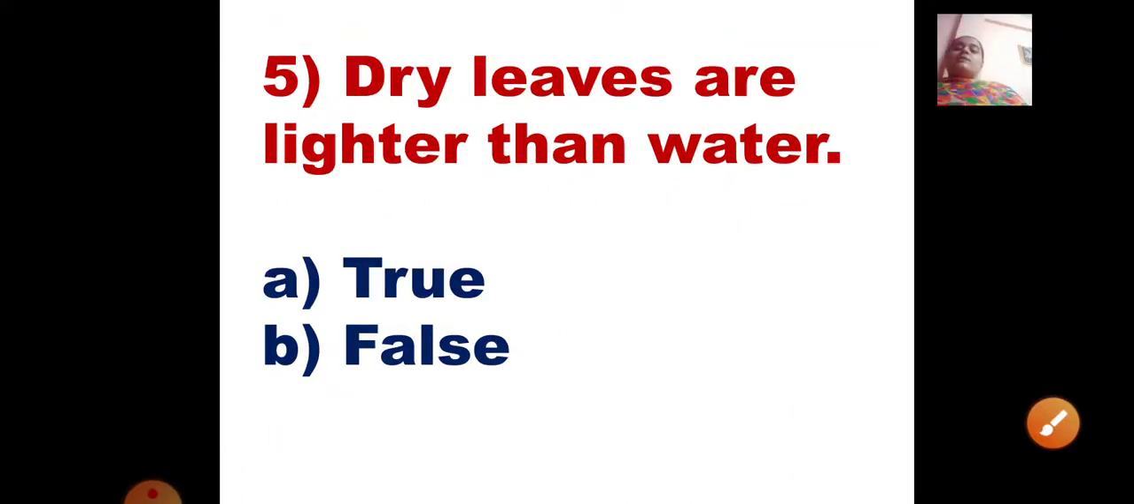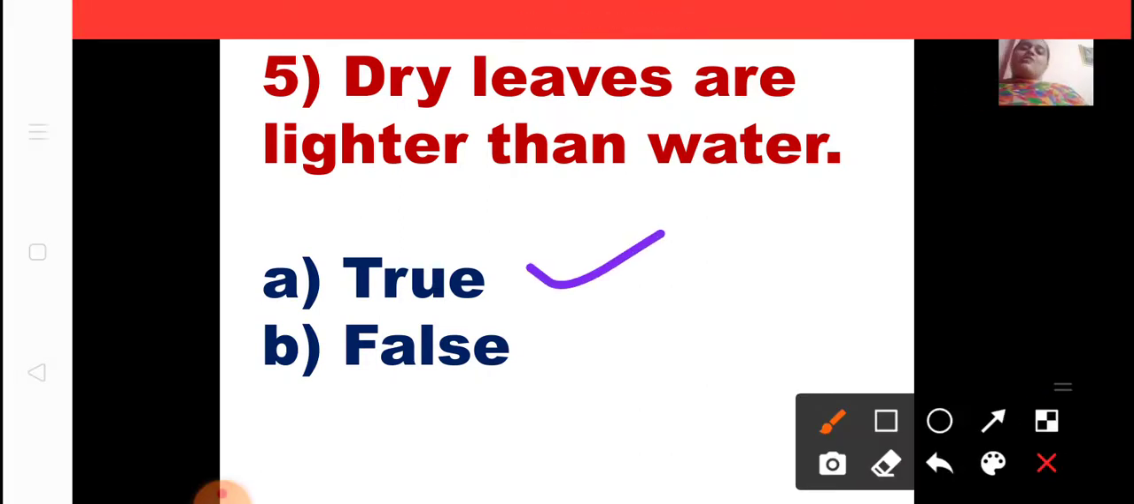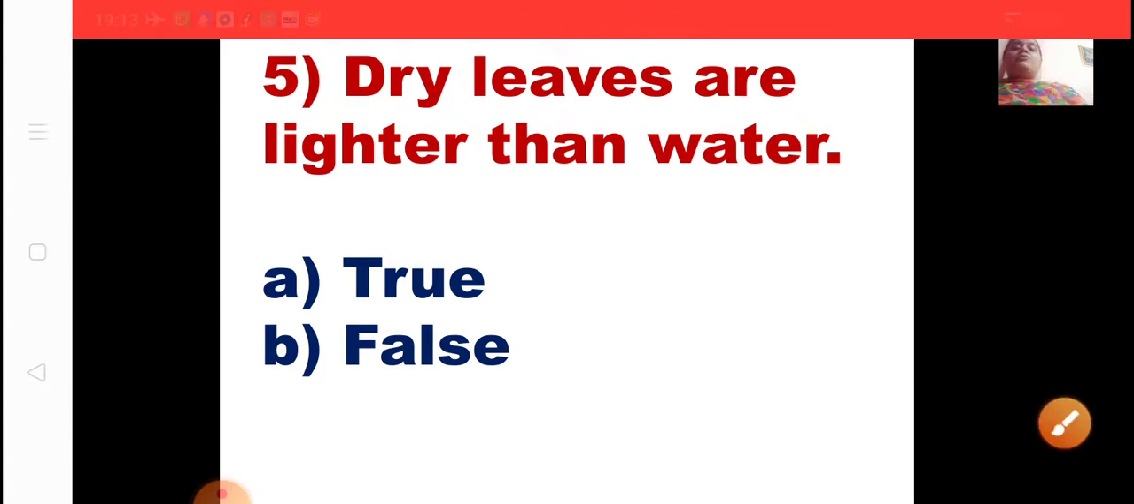Now look at this one. Dry leaves are lighter than water. Okay, dry leaves are lighter than water. Is it true or is it false? It is definitely true, because dry leaves weight is lighter than water, and that is why dry leaves float on water. The things which are lighter in weight float on water, and things that are heavier than water sink inside the water. Okay, so dry leaves are lighter than water. It is true.